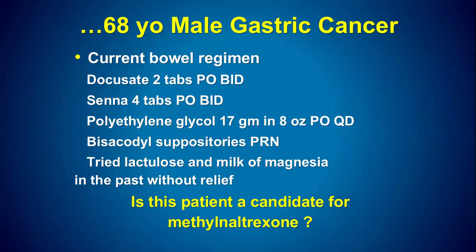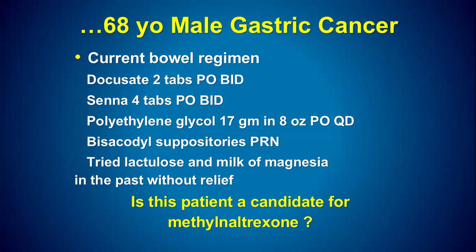So bowel regime currently: Docusate, Senna, polyethylene glycol, and bisacodyl suppository SOS. Tried with lactulose and milk of magnesia in the past, but no relief. So do you think, here, because you're treating all the potential reasons, it might just be because of the opioids, the morphine side effects. So do you think a peripheral antagonist would help? Like we mentioned there, right?